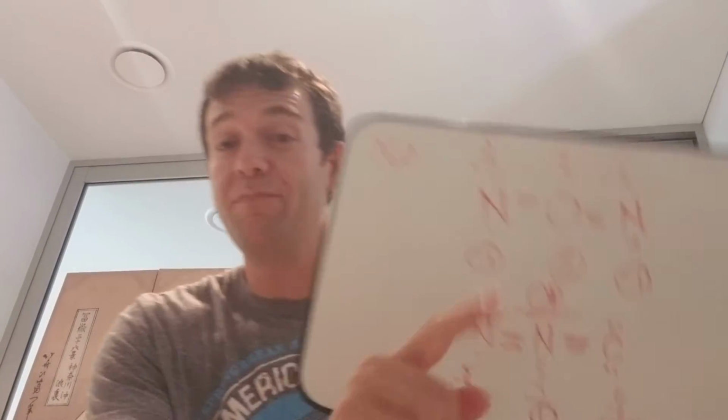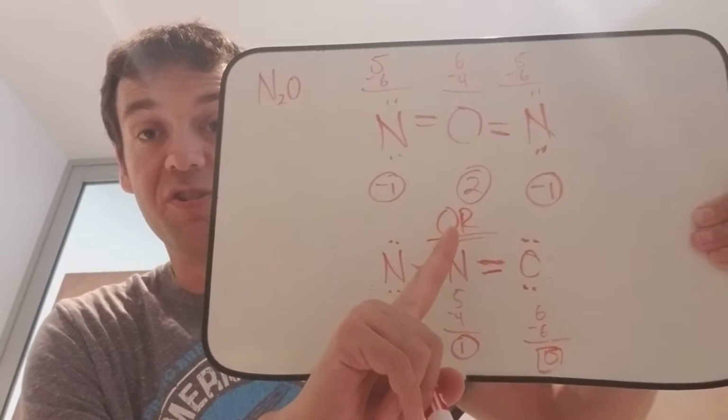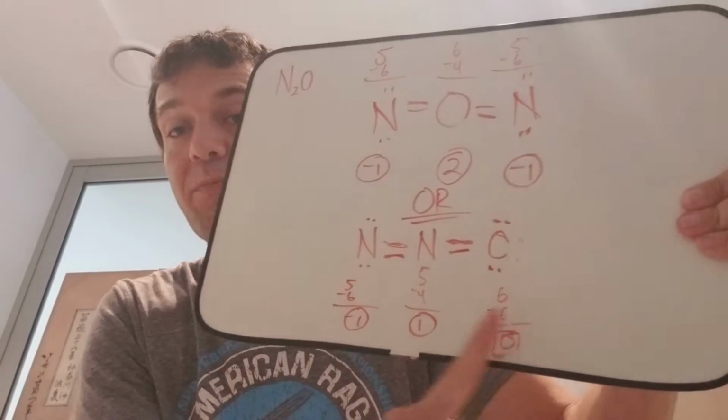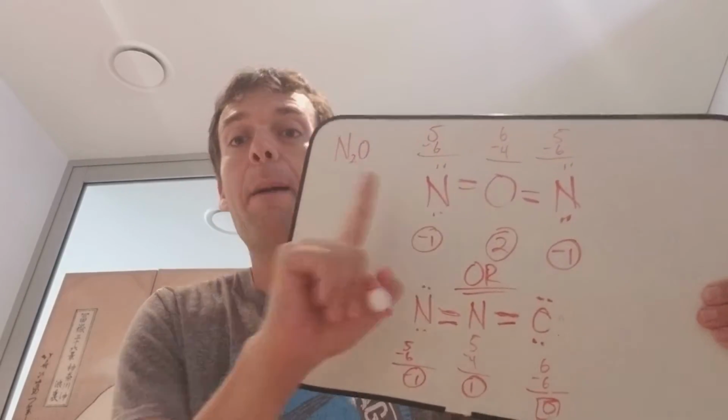Your teacher likes it because the oxygen, the most electronegative atom, has dropped its formal charge from +2 to 0, made it more negative. That's the key with formal charge. Therefore, this would be the appropriate diagram right here for dinitrogen monoxide.